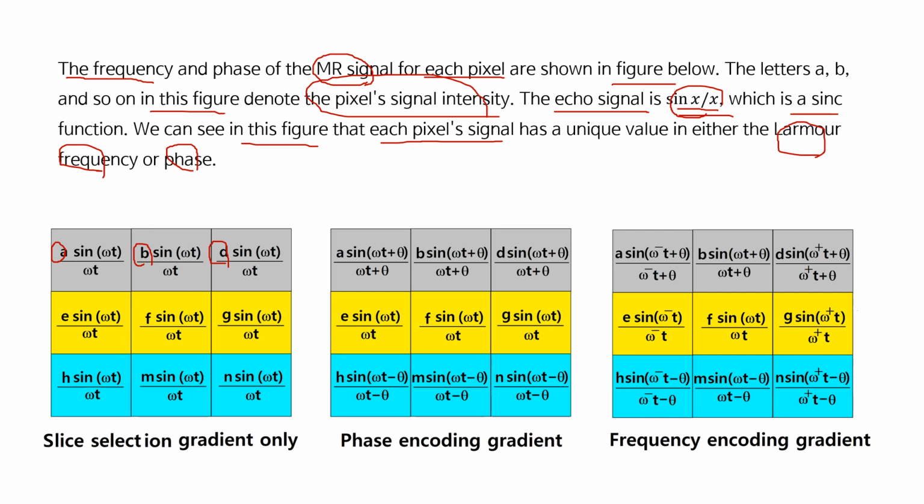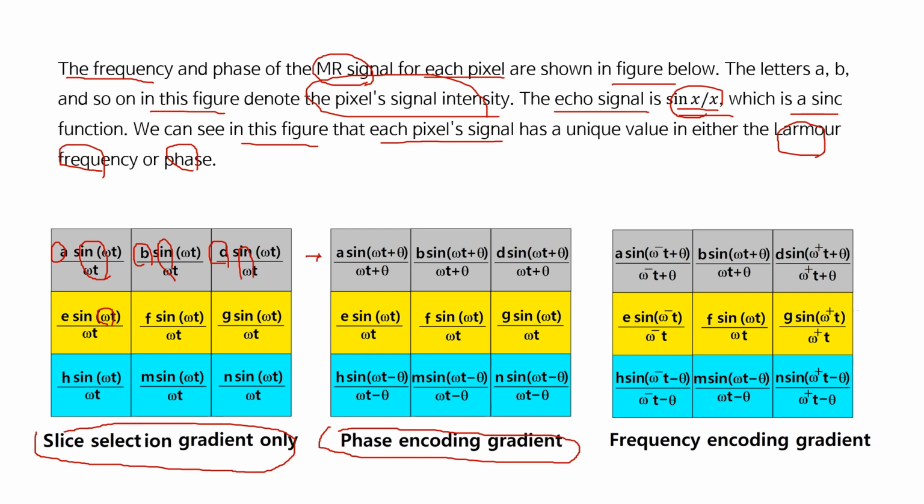If we have only the slice selection gradient, then the signals for all pixels have the same frequency and the same phase. No phase difference in all pixels, right? So we cannot discriminate the signals. Once we apply the phase encoding gradient, then we can create a phase difference between each row. Okay.